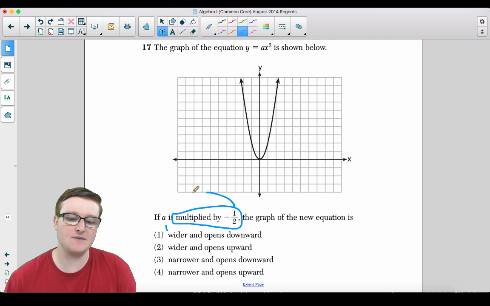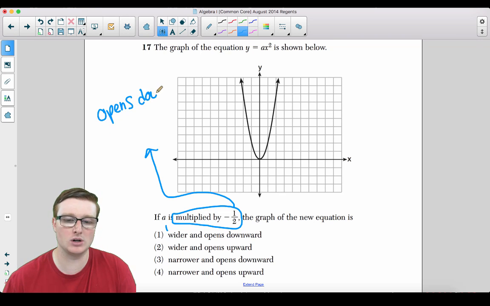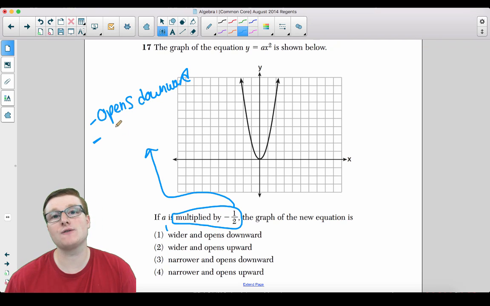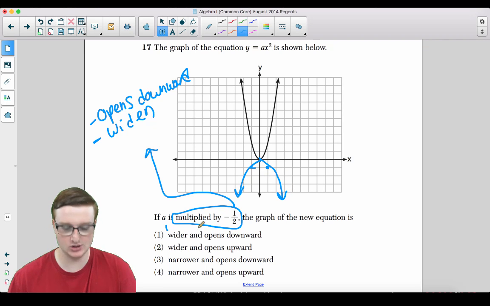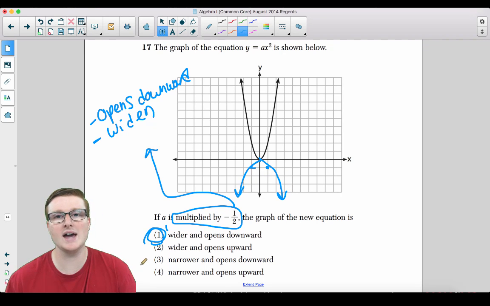So first and foremost, if you have a negative a value, it is now opening down. So this parabola now opens downward. Okay? And if it's a fraction that's less than the number 1, it's actually going to widen. So your graph could look something like this. It's getting wider and it's going down. So your answer is going to be choice 1, wider and opens downward.